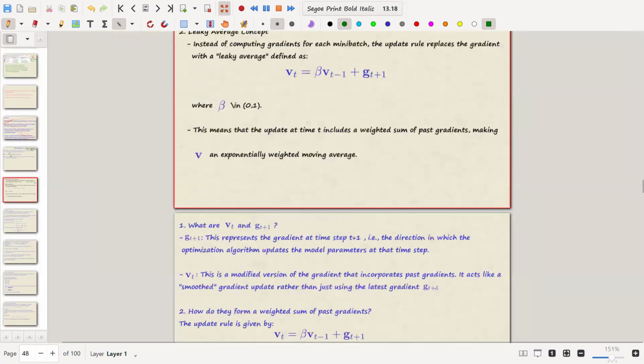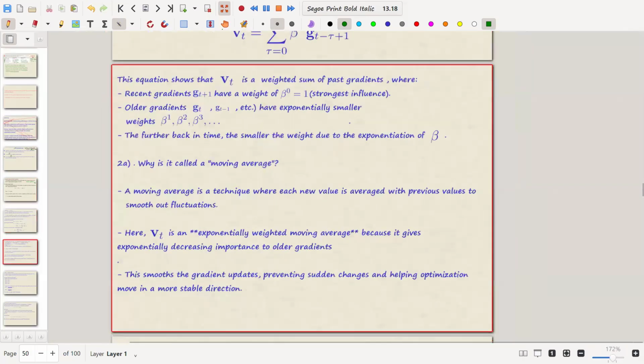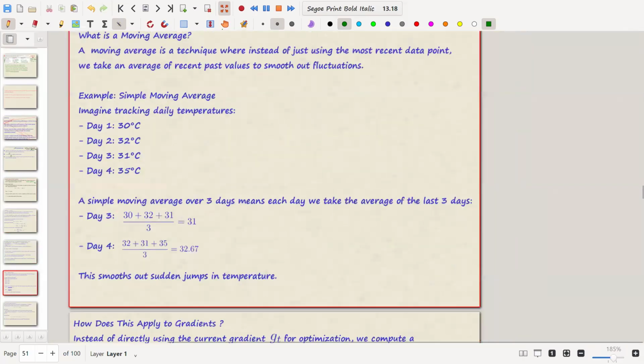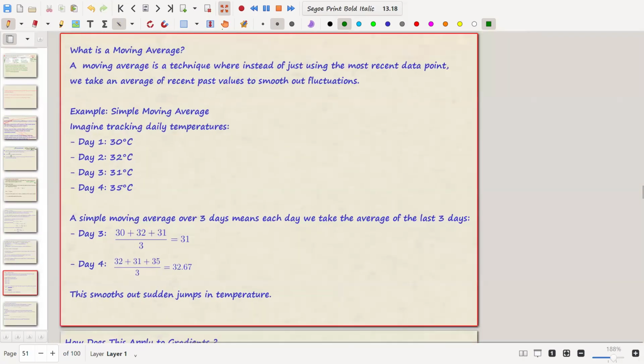Maybe that deserves one example now so that you don't get confused later. The leaky average, also known as the moving average, is a technique where instead of just using the most recent data points, you take the average of recent past values to smooth out fluctuations. You can see the example here.